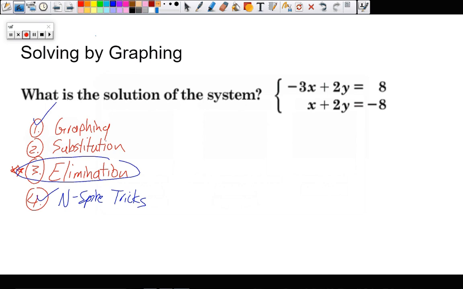Okay, substitution. Should we get good at substitution? The answer is yes, we should. I will ask you later why. You don't know yet, but I will ask you later why we should get good at substitution. But I'll tell you right now, you'll probably use substitution 1 out of 10 times. For every 10 problems that you experience, you might use it once. Okay? But still get good at it.